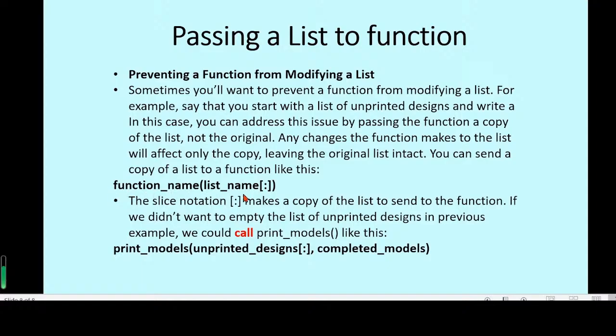If we call this function again, we can use the bracket colon. This is a copy of the list. So this list will not be changed after running the function. The slice notation makes a copy of the list to send to the function. If we did not want to empty the list of unprinted designs in the previous example, we could call printModels like this: printModels with unprinted designs and a colon. So this list will not be empty after we have called the function.